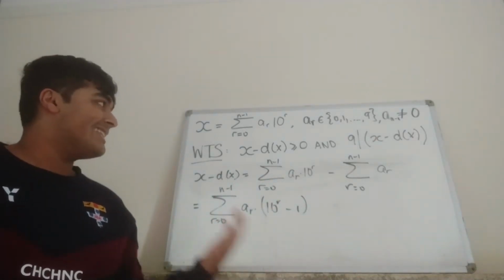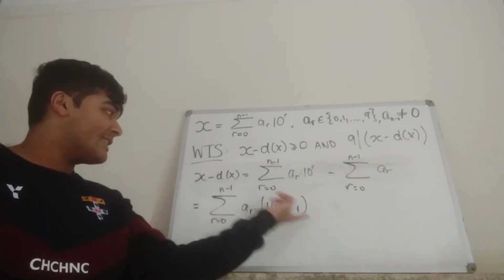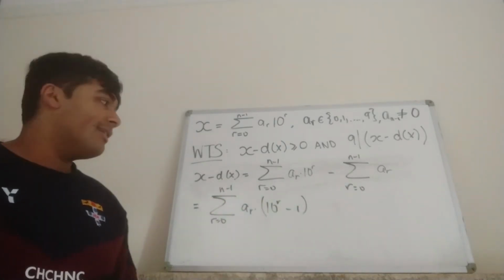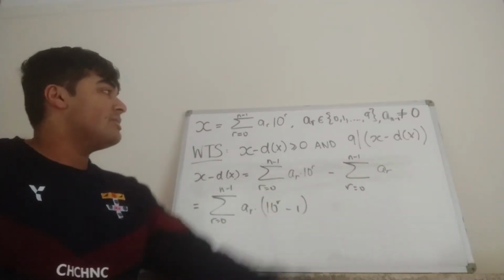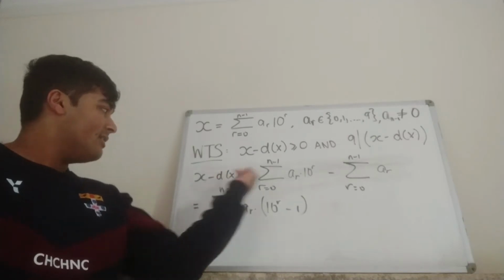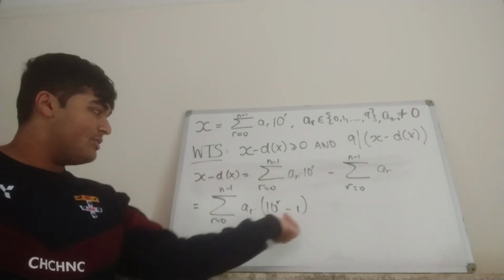And we can clearly see that this is non-negative because each of the a_r's are non-negative, and 10^r minus 1 is always non-negative. So yeah, this guy here is always going to be non-negative. The next thing we want to do is show that 9 is a factor of this guy here, x minus d of x. So we can actually use this expression here.